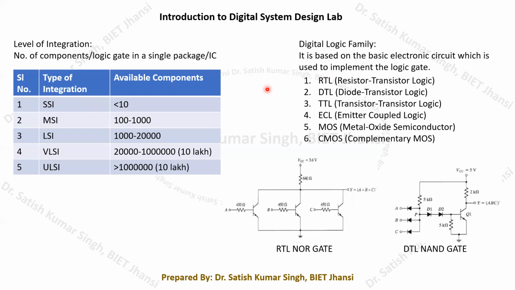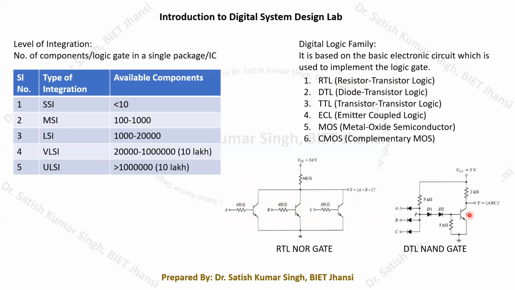For example, here we can see one example of a NOR gate, which consists of components like resistors and transistors. Because it consists of resistors and transistors, this particular NOR gate comes under the RTL logic family. What does RTL logic family mean? It is composed of resistors and transistors, so RTL is nothing but resistor transistor logic.